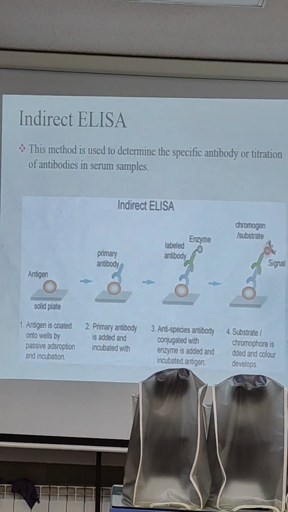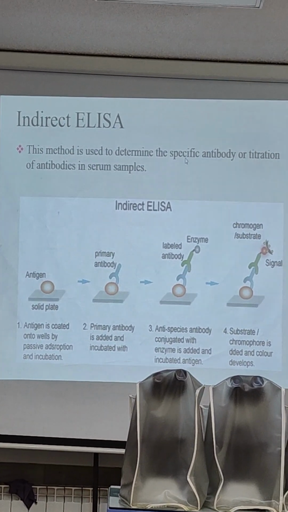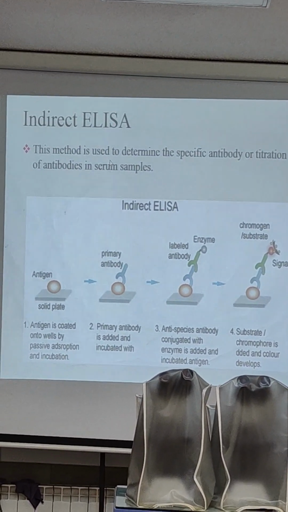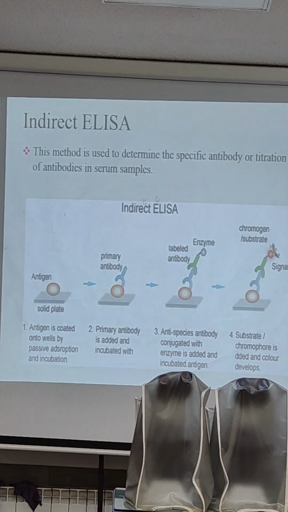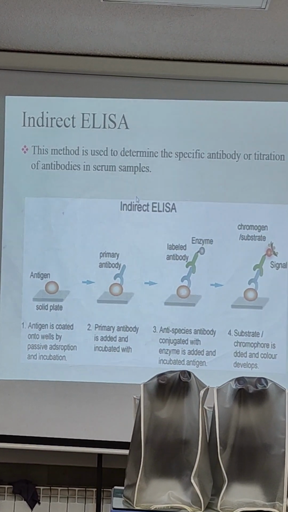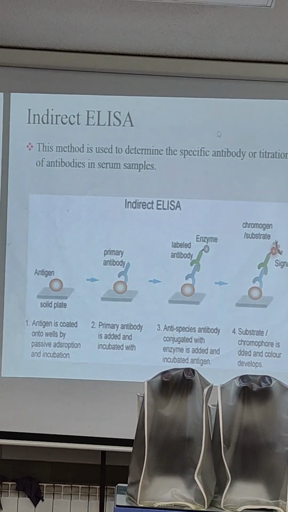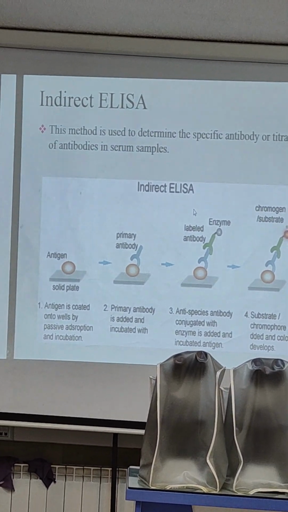So, the indirect ELISA method is specific. Sometimes you want to measure the specific concentration of some antibodies in a serum sample; this method is very suitable. Maybe I ask you, which kind of ELISA is suitable for determining a specific antibody or titration of antibody? You should choose an indirect ELISA.